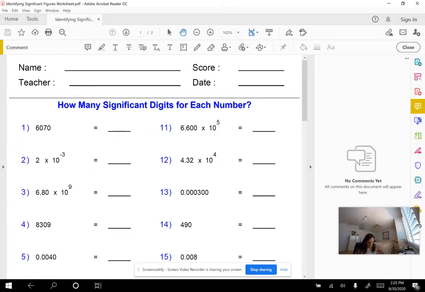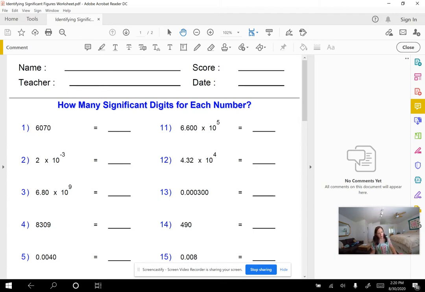Okay, honors chemistry students, we are going to do some more practice on significant figures today. So the first thing I want to do is talk about, let's see if I can get my camera to be a little bit better than it was. I actually put it on my face. So the first thing I want to talk about is basically how we determine how many significant figures there are.